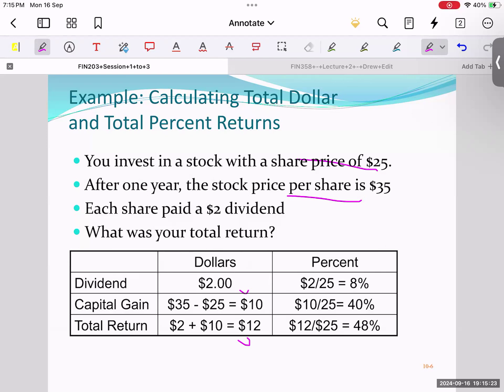Whenever you look at finance, we always focus on percentages. So for the dividends, it is 2 divided by 25, which is 8%. And your capital gain is 10 divided by 25, the initial share price, which is 40%. Of course, you can just add these two together, or take 12 divided by 25. So your total returns is 48%.